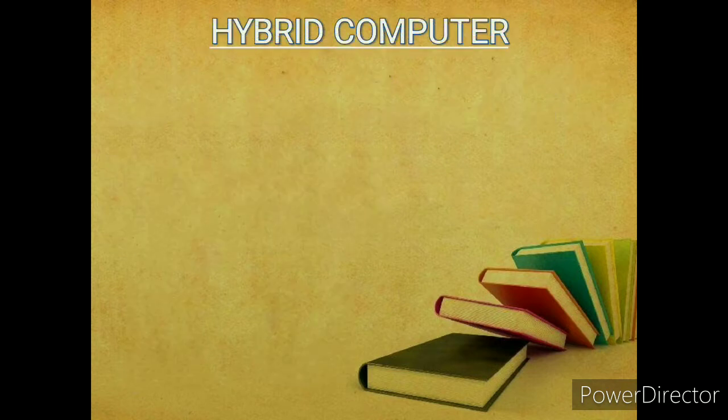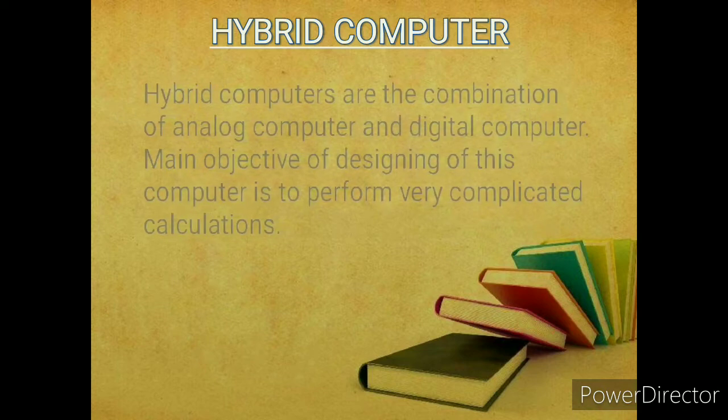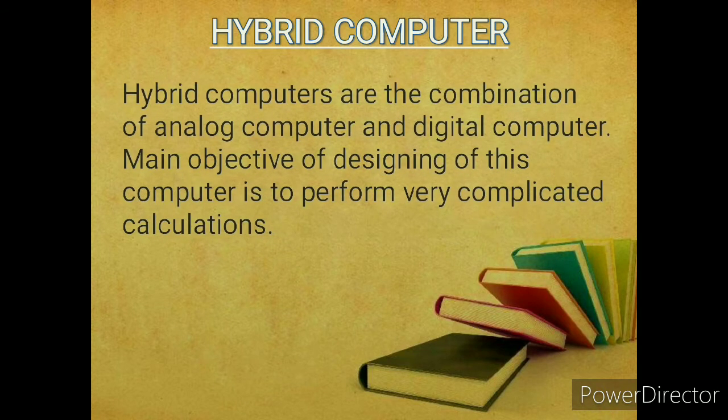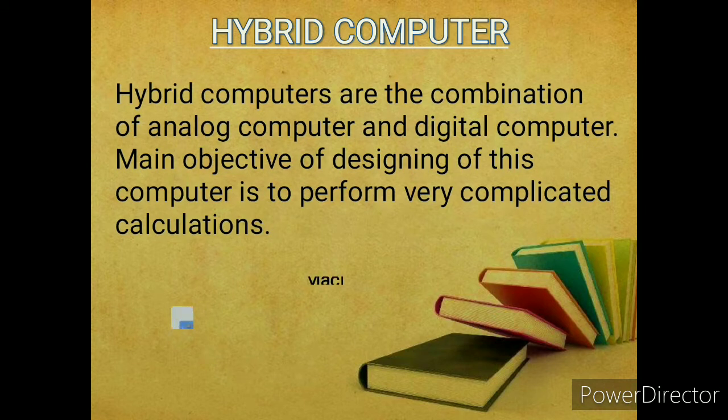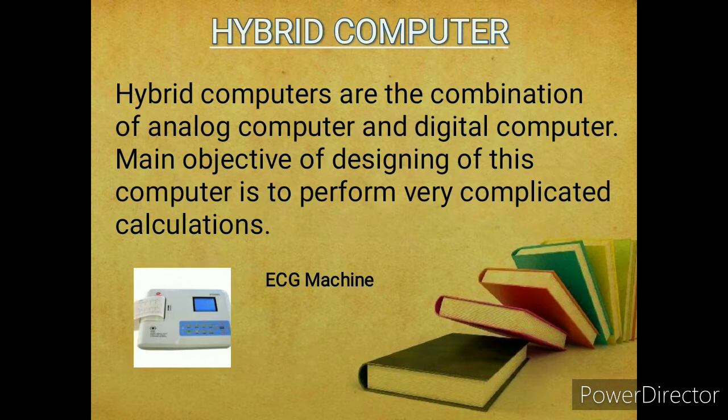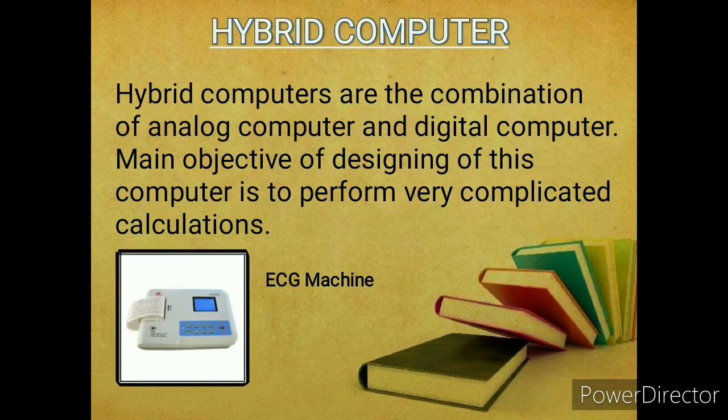And the last is hybrid computer. These computers are the combination of both analog computer and digital computers. These computers are used to perform complex calculations. Example of hybrid computer is an ECG machine, which is used in hospitals to measure heartbeat of a patient.